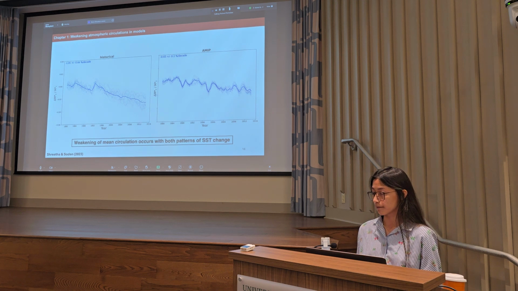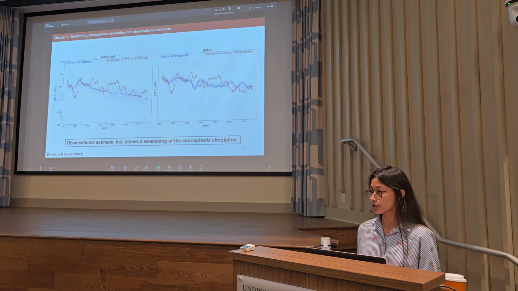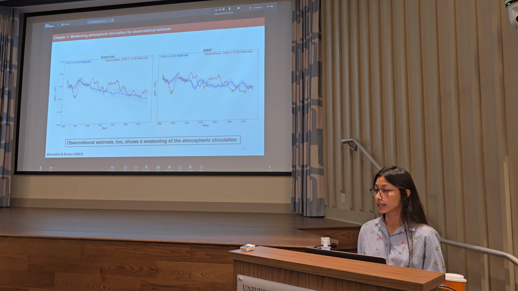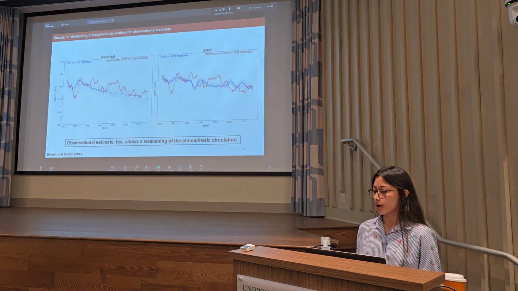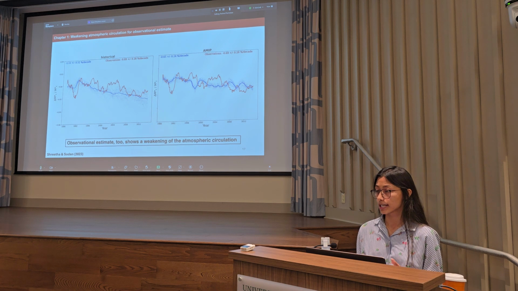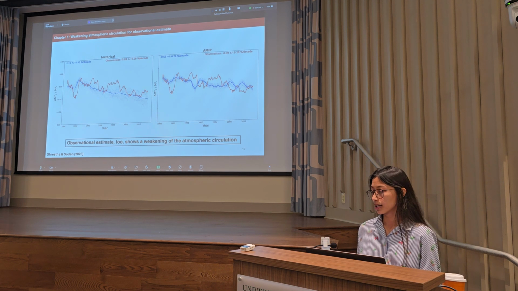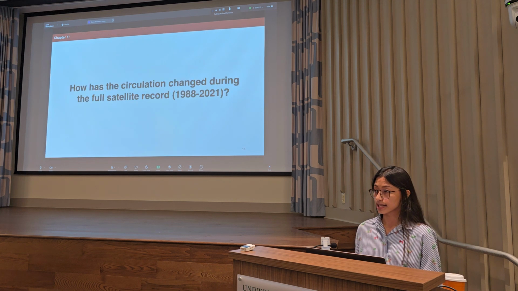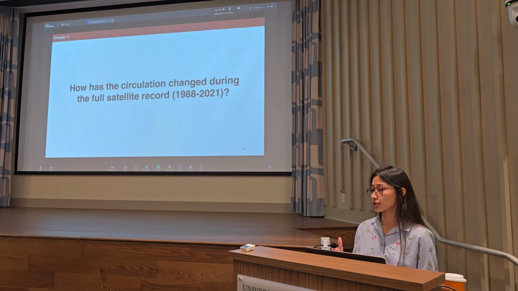And this weakening of the convective mass flux can also be seen in our observational estimate, which in both plots is represented by the red line, and is comparable in magnitude with the AMIP estimate at around negative 0.69% per decade. Thus, both the coupled models and the observations show a mean weakening of the circulation over the common period. Now, the problem is that these experiments for the historical period as part of CMIP6 only run till 2014, whereas when this study was conducted, we had satellite observations up to complete 2021. So the question arises, how has the circulation changed for this additional six years of period?